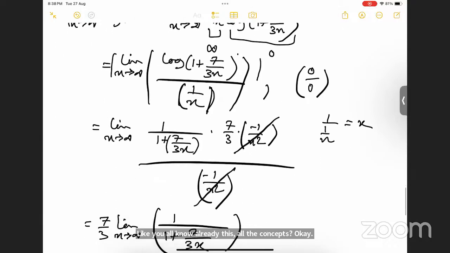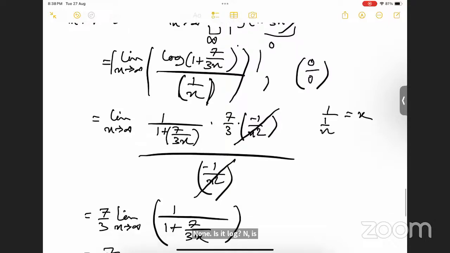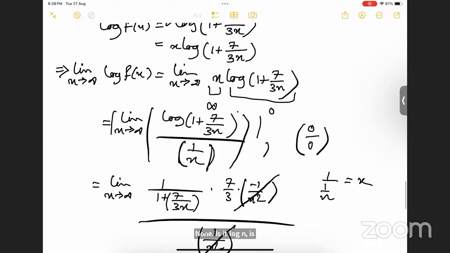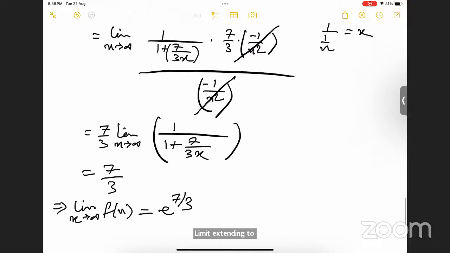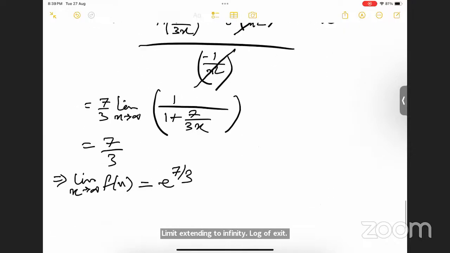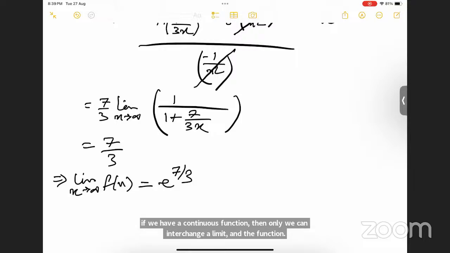Ma'am, is it log f of x equal to 7/3, or limit of f of x equal to 7/3? The limit as x extends to infinity of log f of x is 7/3. Then we can take log outside and it will be e power 7/3. Log and limit are interchangeable because the logarithmic function is continuous. If we have a continuous function, then only we can interchange the limit and the function. If we don't have a continuous function, then we cannot do it, right?